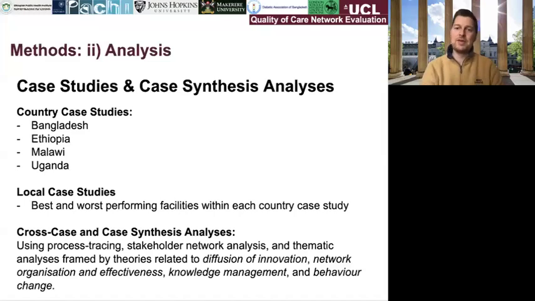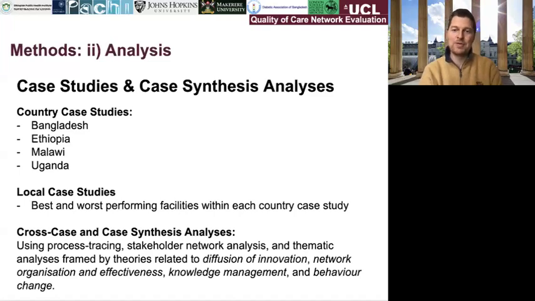We focused our resources for the research on 4 of the 11 network countries as a range of diverse case studies: Bangladesh, Ethiopia, Malawi, and Uganda. These countries all had a range of starting points and of course have different health systems, as you will hear about in the subsequent presentations.